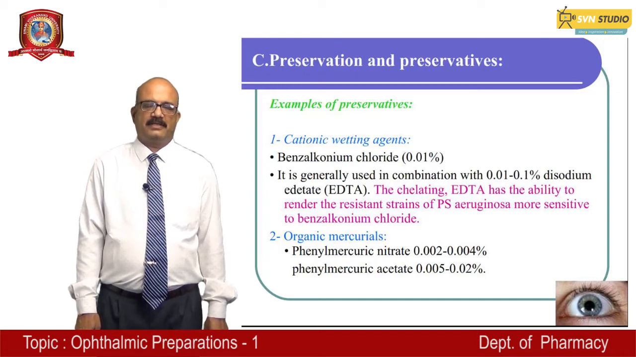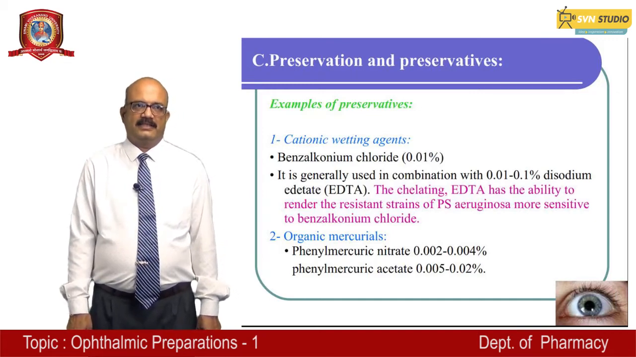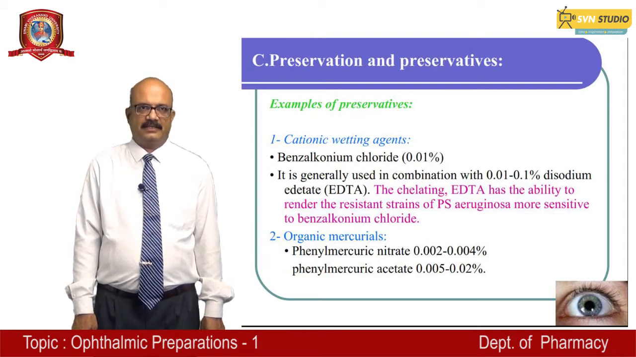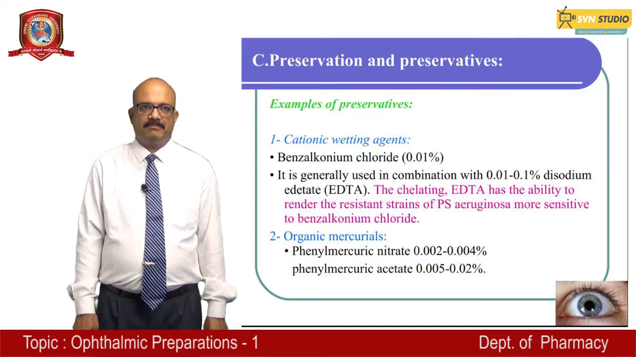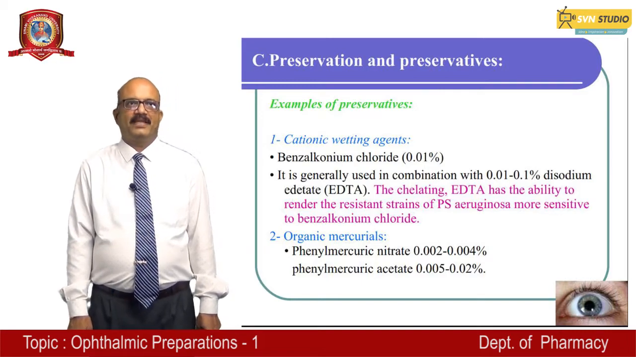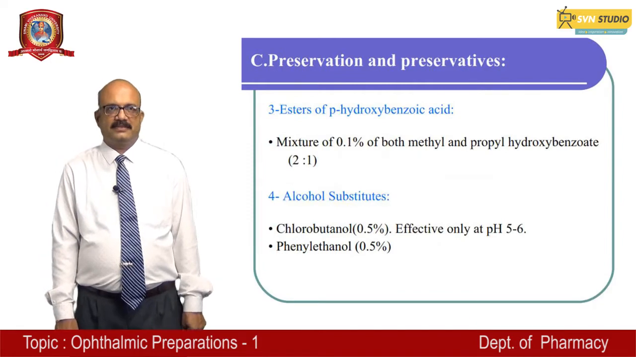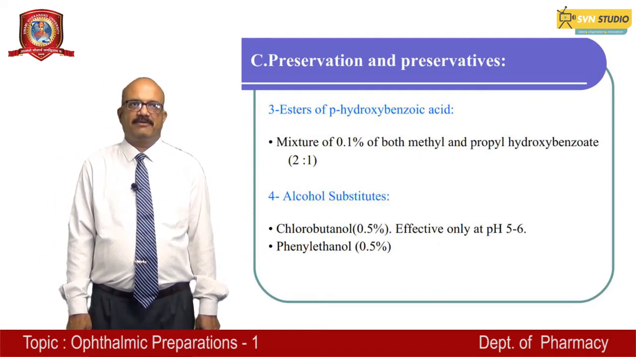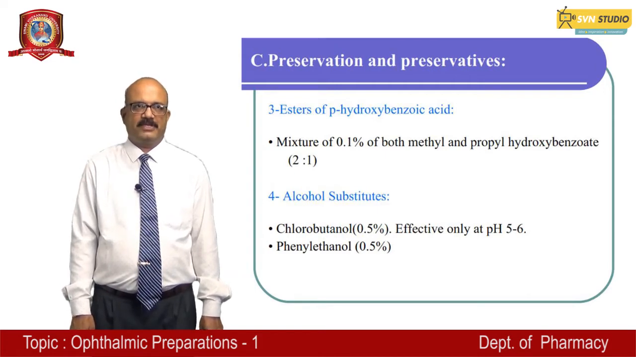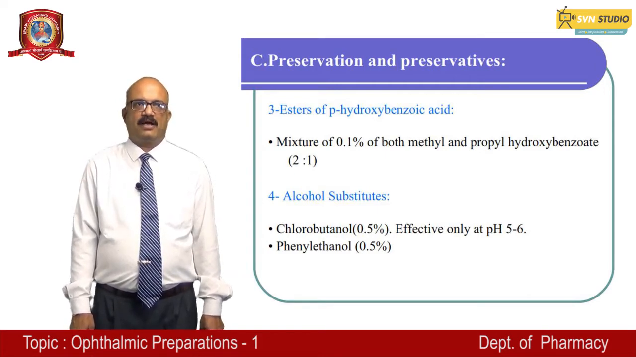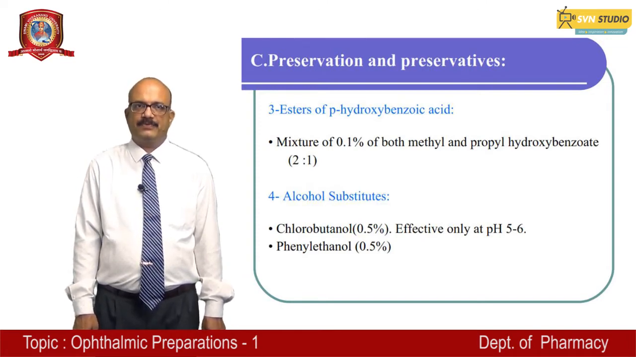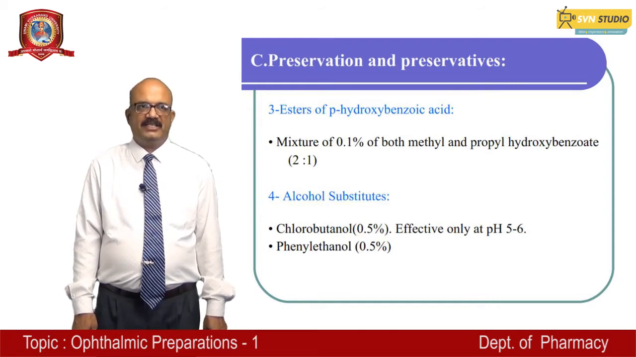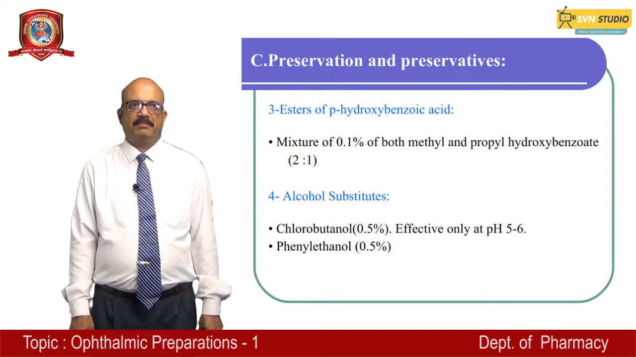The organic mercurials can also be used as preservatives. These are phenylmercuric nitrate in the concentration of 0.002 to 0.004%, and phenylmercuric acetate 0.005 to 0.02%. The esters of para-hydroxybenzoic acid, methylparaben and propylparaben, are generally used in a mixture of 0.1% of both methyl and propyl hydroxybenzoate, 2:1. Alcohol substitutes are also available: chlorobutanol 0.5%, effective only at pH 5 to 6. Apart from that, phenylethanol can also be used in the range of 0.5%.